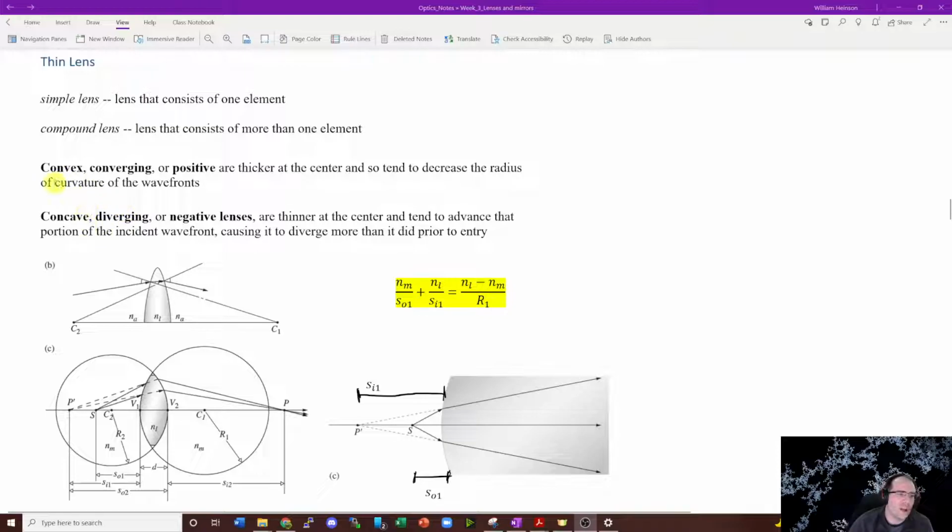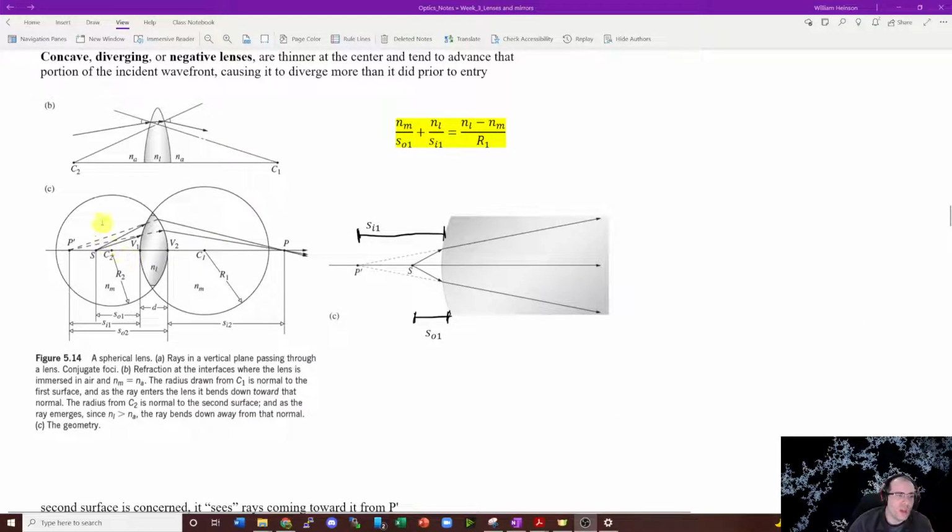Some nomenclature. Convex is the one that's rounded to the outside. It's also called a converging lens, or a positive lens. They're thicker in the center. Concave, thinner in the center, is a diverging lens, because it diverges the light, and is also called a negative lens.